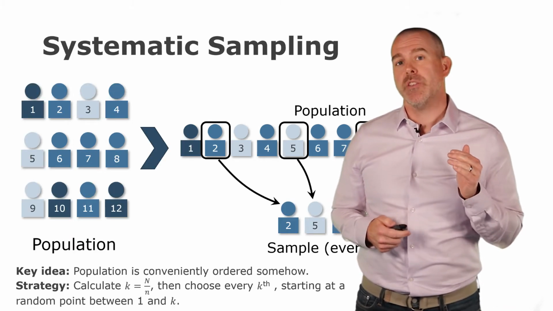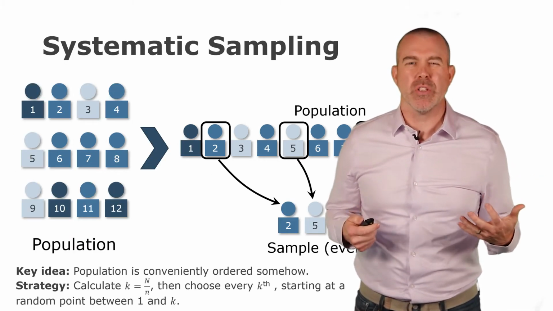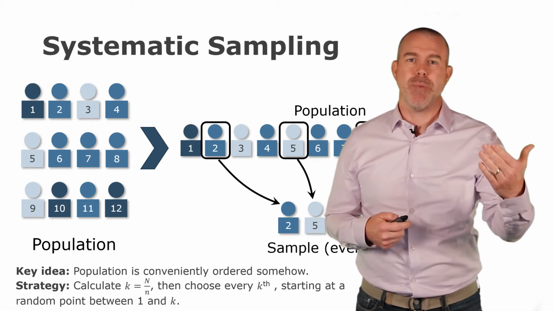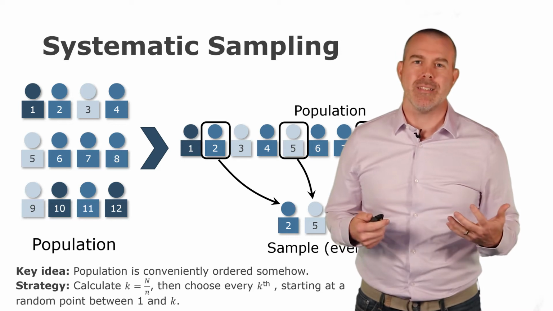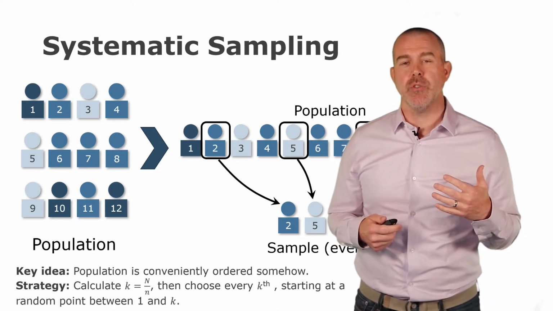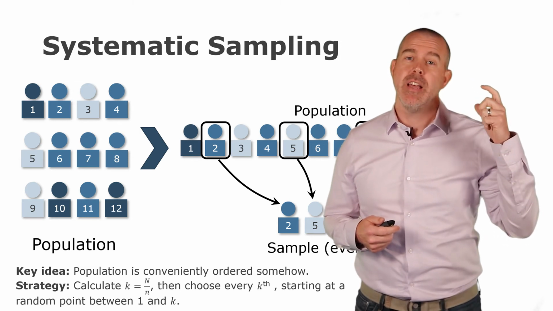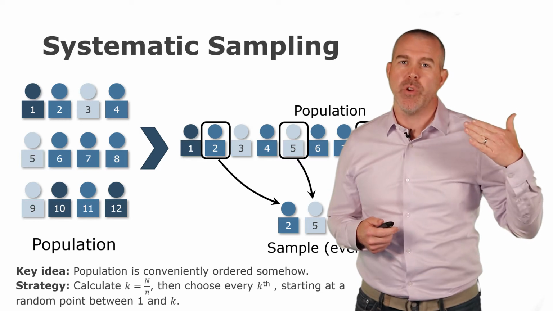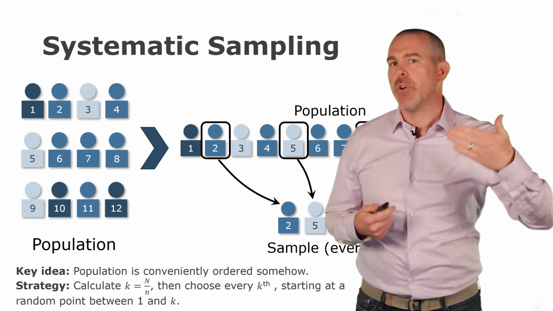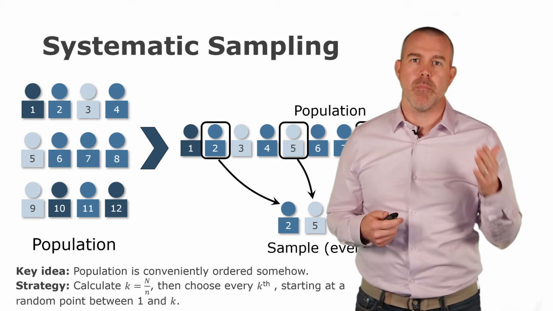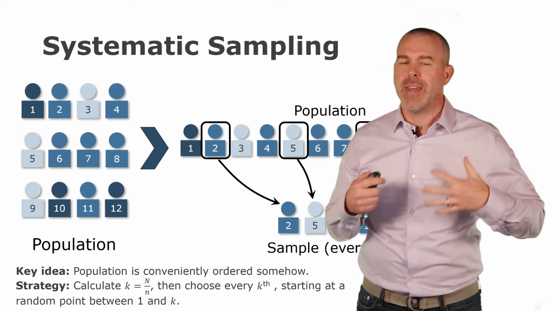The key here is that your population has to already be ordered somehow conveniently. Maybe it's an assembly line. Maybe it's people coming out of a doorway, things like that. The way you choose the strategy here is you take your whole population size and divide by how many you want in your sample, and that gives you your K. That's the every third that we did, or every kth, etc. And then, like I said, you randomly start between 1 and K. That randomizes the order.